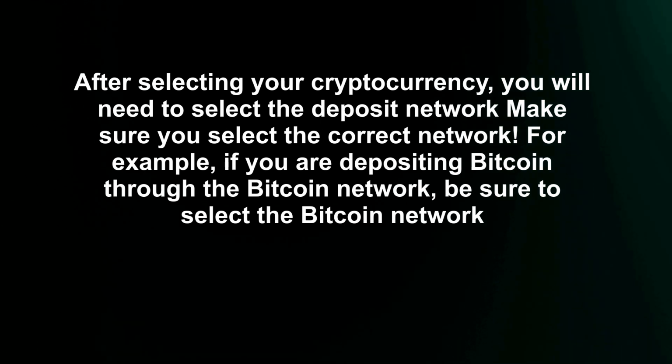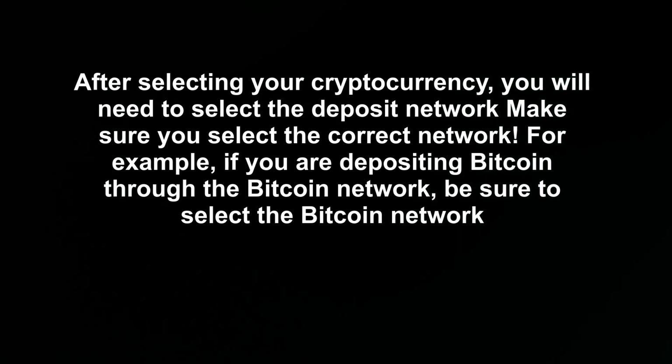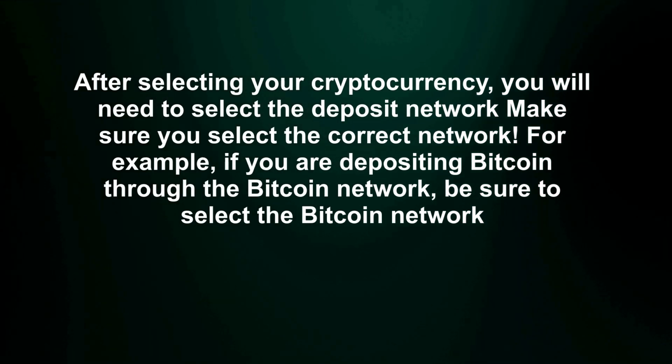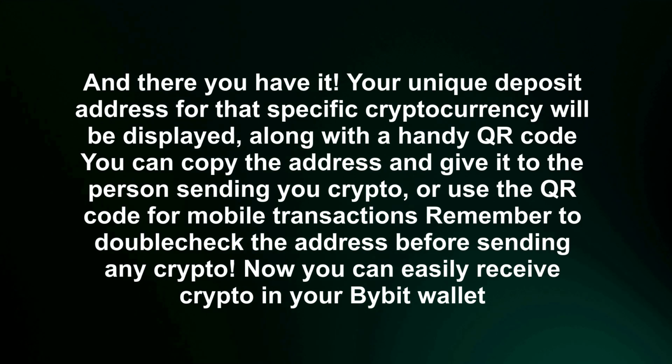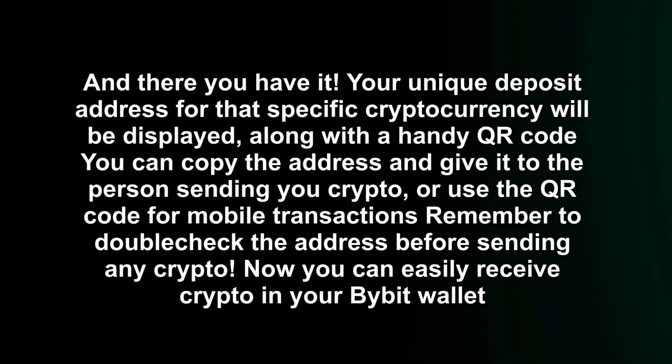After selecting your cryptocurrency, you will need to select the deposit network. Make sure you select the correct network. For example, if you are depositing Bitcoin through the Bitcoin network, be sure to select the Bitcoin network. And there you have it. Your unique deposit address for that specific cryptocurrency will be displayed.